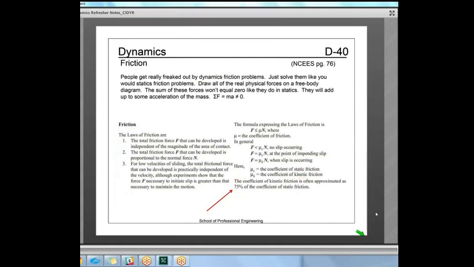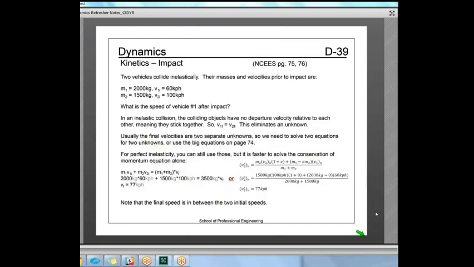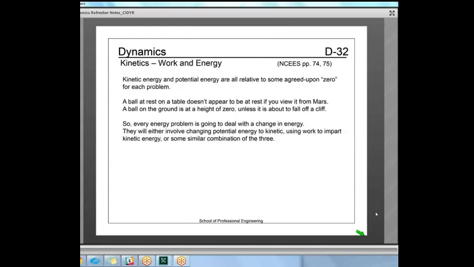So it used to be they gave you a static coefficient of friction, and they expected you to remember to reduce it to 3/4 of its value after you start moving. I don't think they're going to bother with that anymore. So that's friction. You really don't need to know anything new about friction, even if they bring that problem back, which they're not supposed to according to their exam spec.